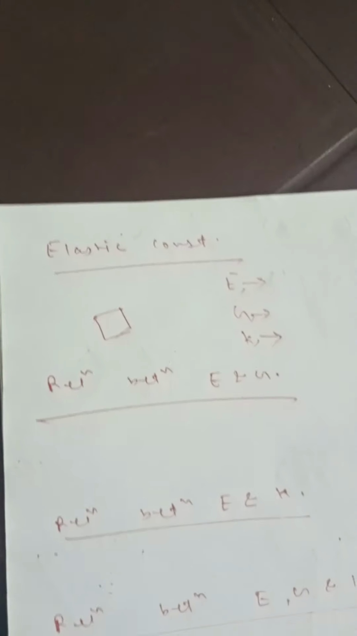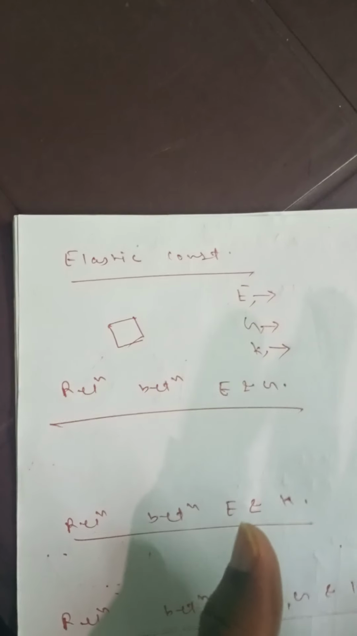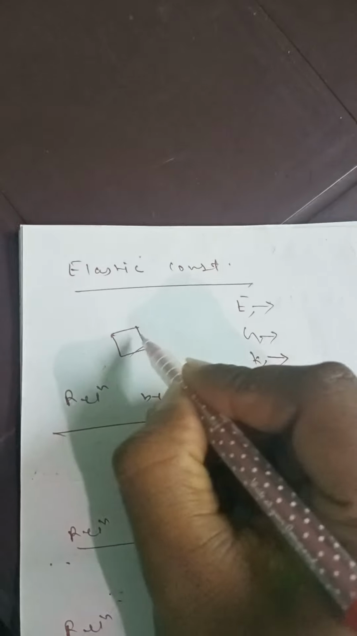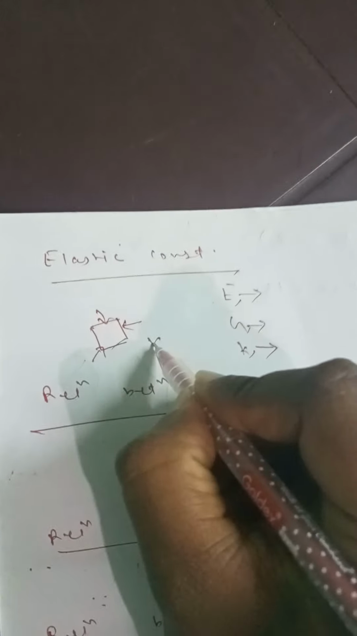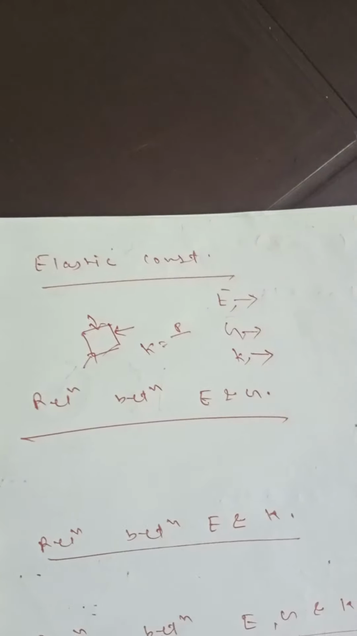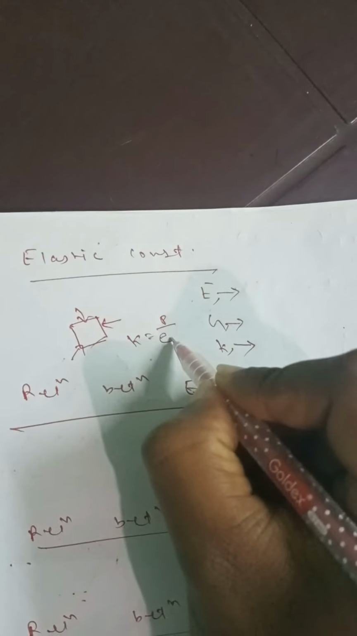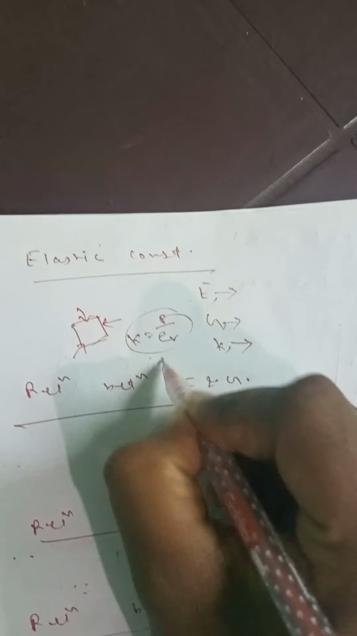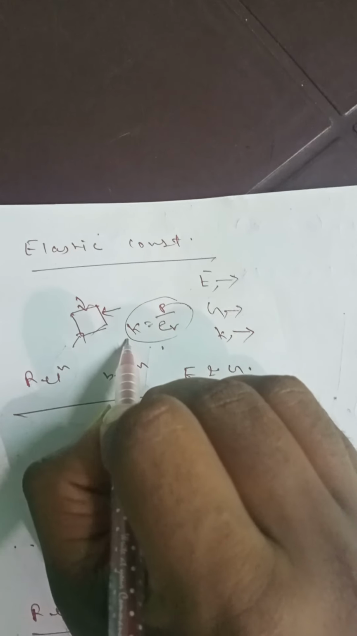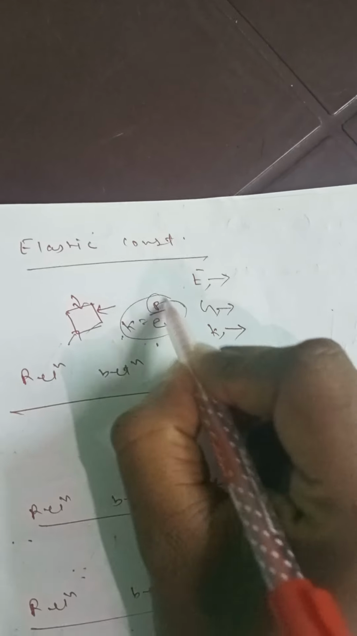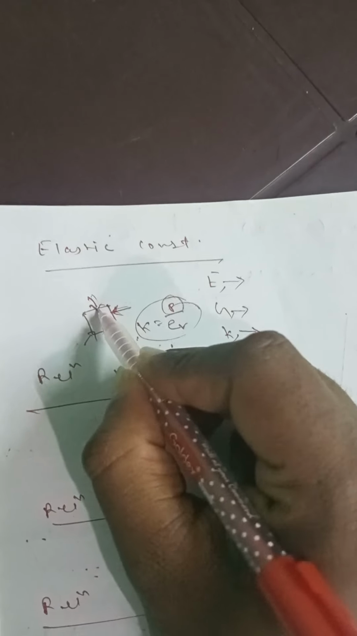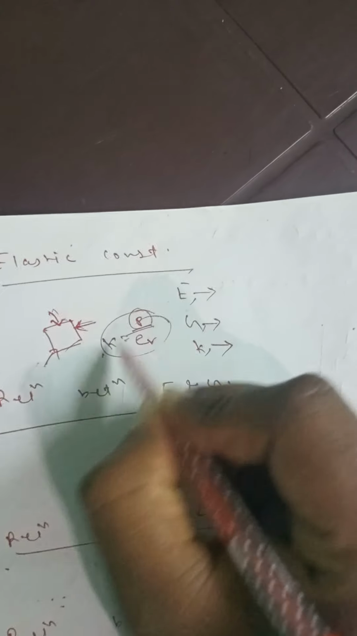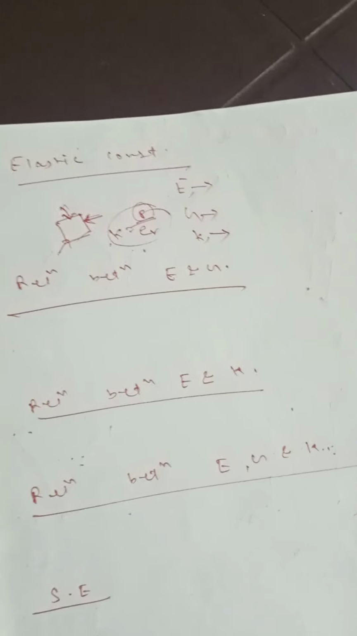Imagine there is a body, and in this body we apply stress in three mutually perpendicular directions, in the x direction, y direction, and z direction. Then bulk modulus is the ratio of the stress applied in three mutually perpendicular directions to the volumetric strain. Again I am repeating it: bulk modulus is the ratio of the stress applied in three mutually perpendicular directions to that of the volumetric strain. So this is the bulk modulus.